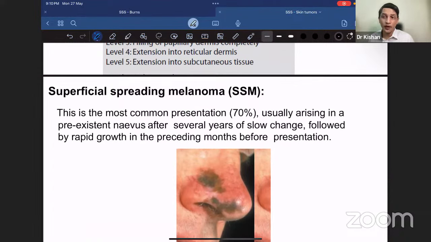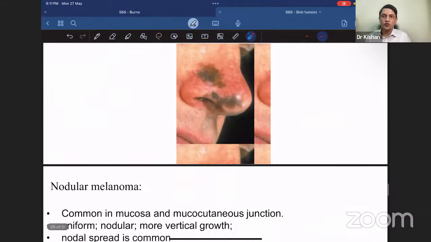Some common varieties of malignant melanoma can be asked. This is mainly important for your entrance point of view or for MCQs. There are so many most commons and most important ones in malignant melanoma. I can prepare 100 questions out of this one topic for entrance exam. So important it is. Superficial spreading melanoma is the most common presentation, about 70%, usually arising in a pre-existing nevus, after several years of slow change, followed by rapid growth in the months before presentation.